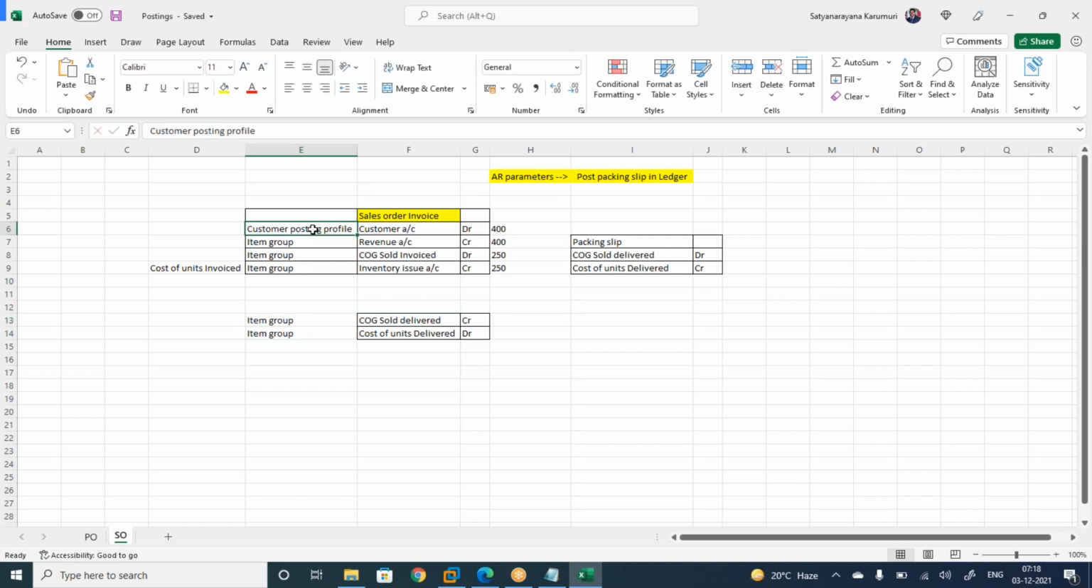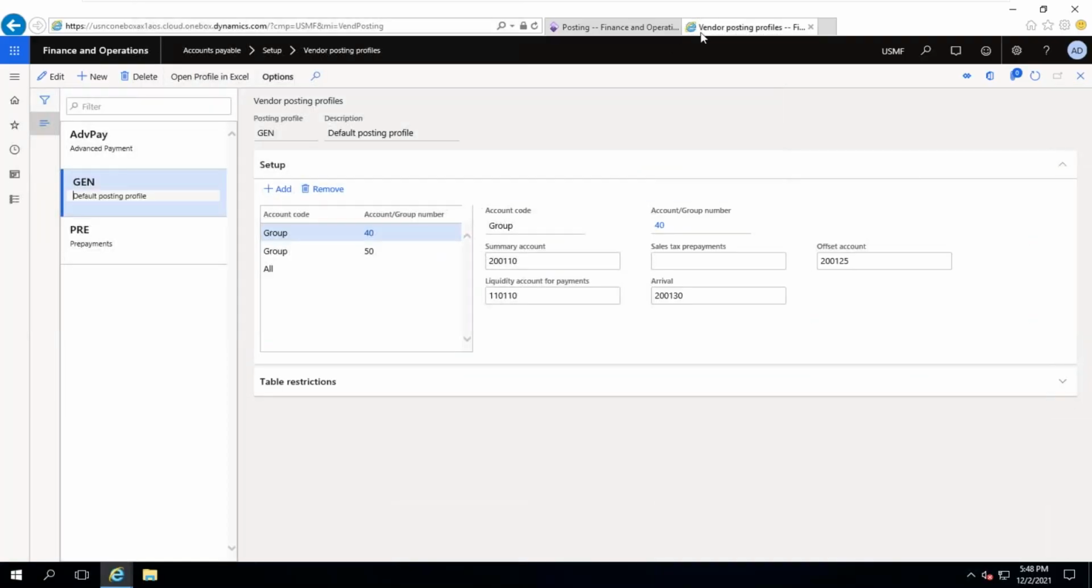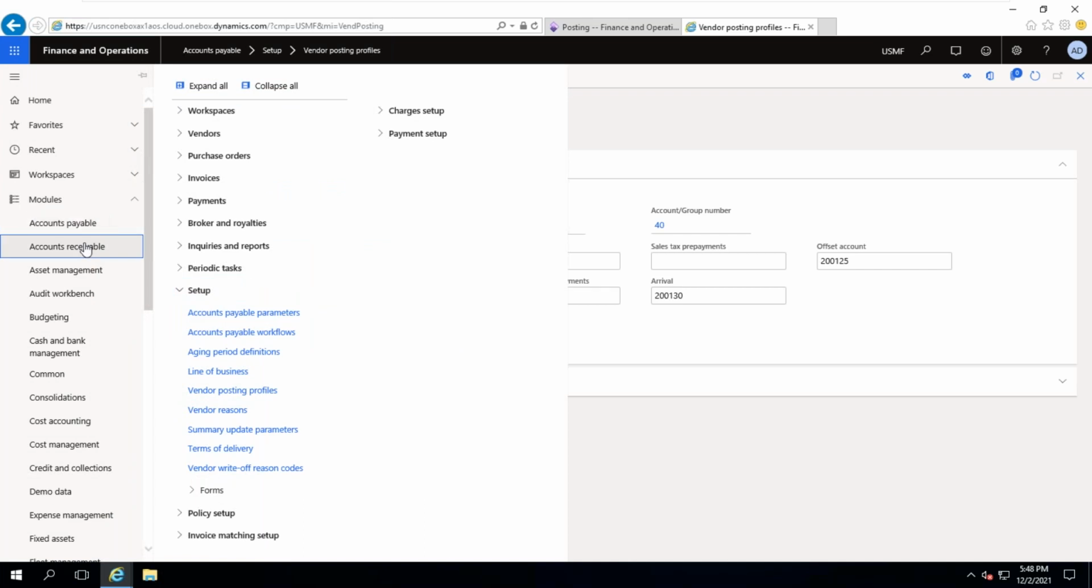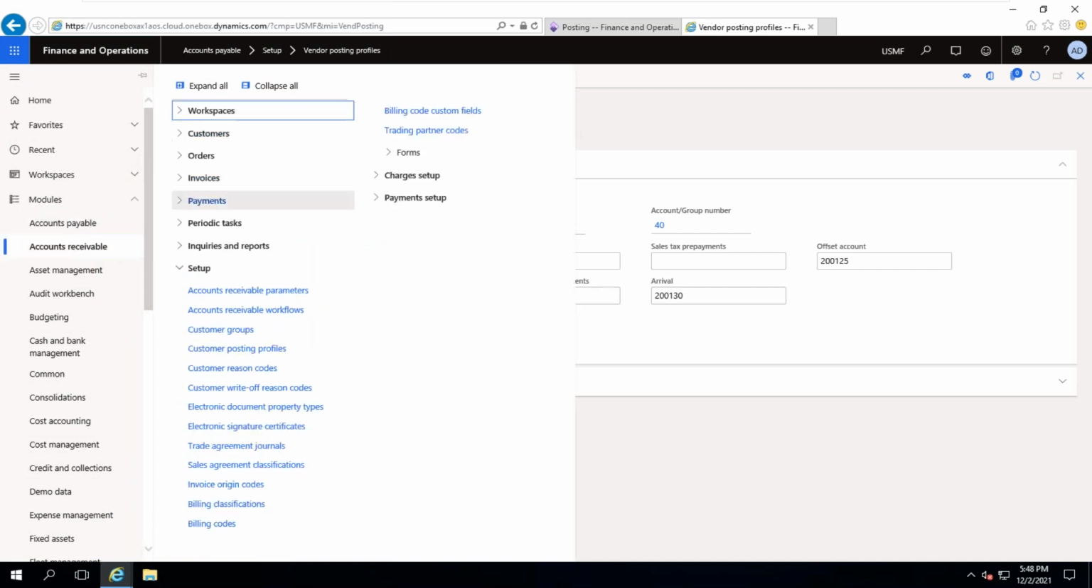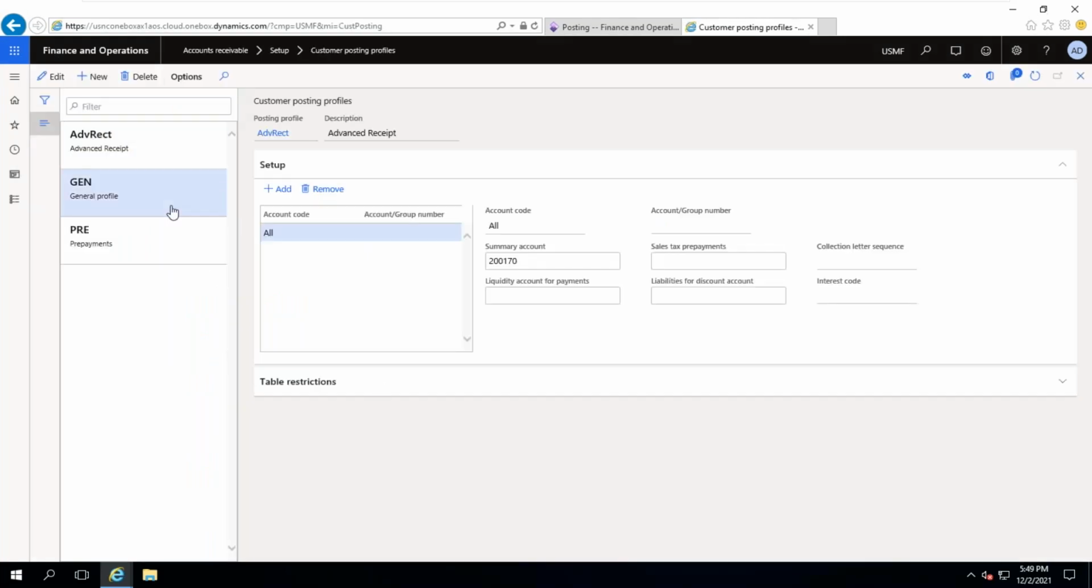Except for one: the customer account. The customer account is in the accounts receivable module, under setup, customer posting profiles. Customer posting profiles we need to map.